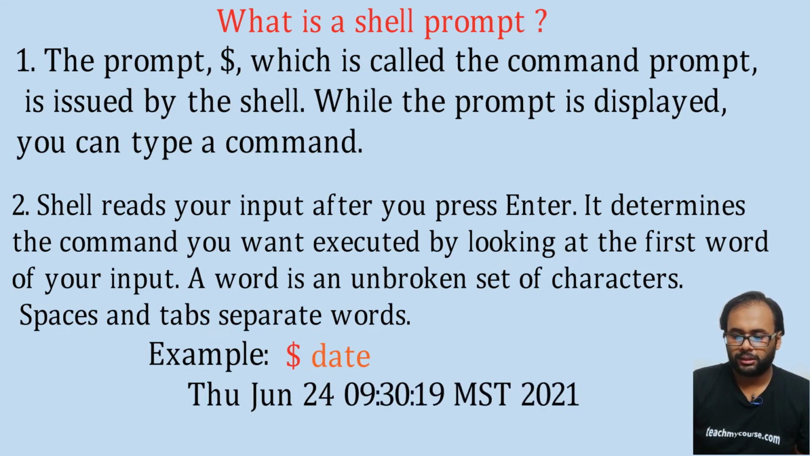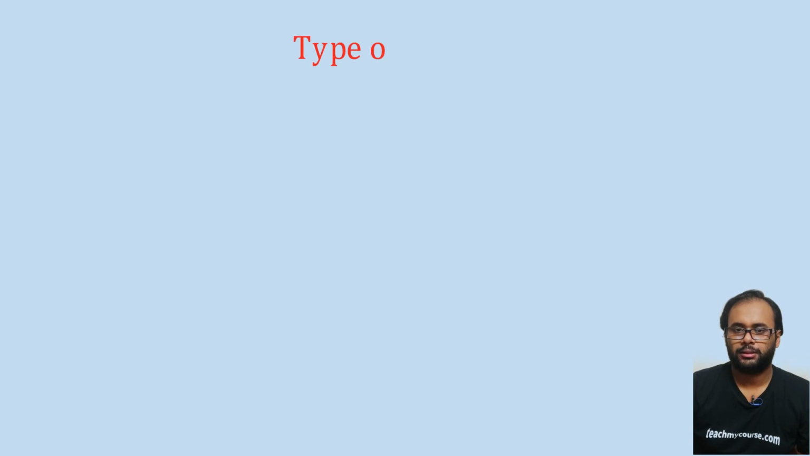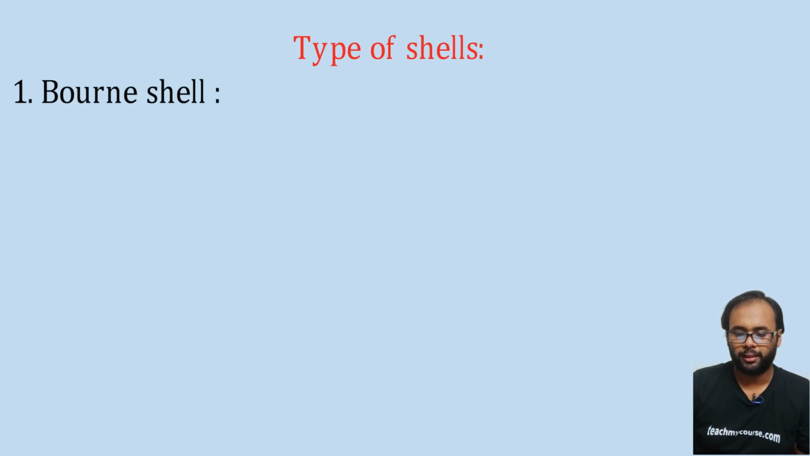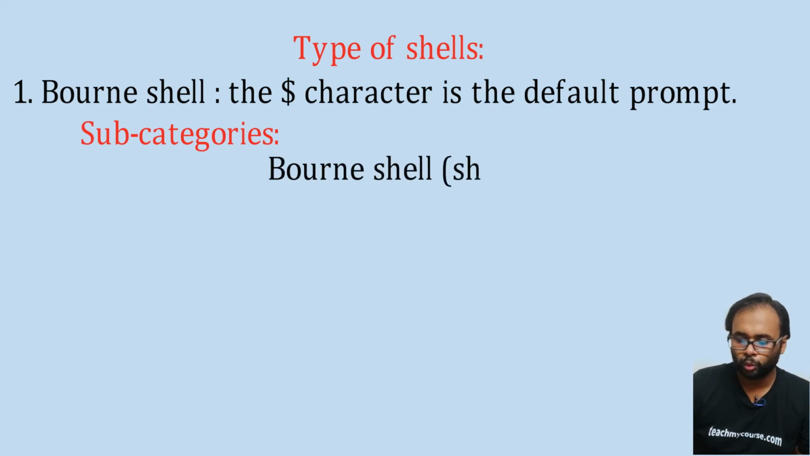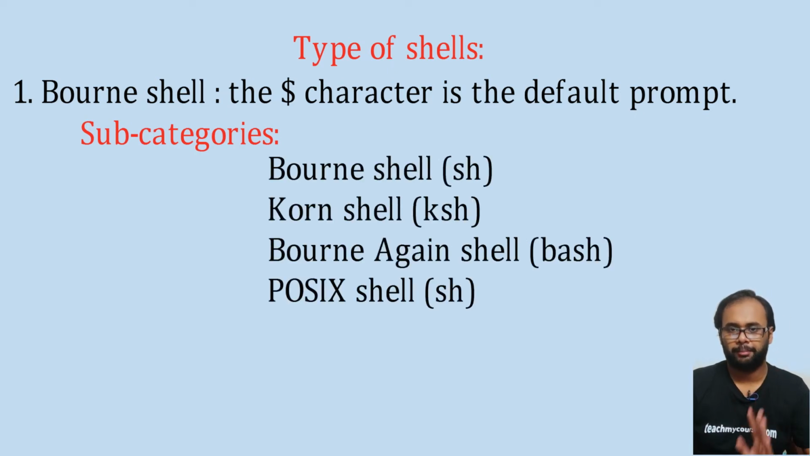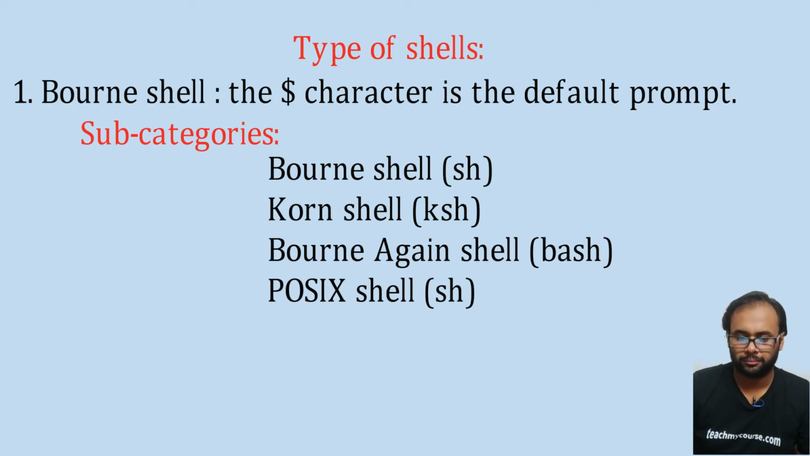Next is the types of shells in Linux. Now we know what a shell is. The first type is the Bourne shell. The dollar character is the default prompt on the Bourne shell. There are various subcategories of the Bourne shell. You need not go too deep, just remember the names so that you can work out in the examination. The types of Bourne shell are the Bourne shell, whose short form is SH, the Korn shell, KSH, the Bourne Again shell, which is Bash, and then the POSIX shell, which is also SH.